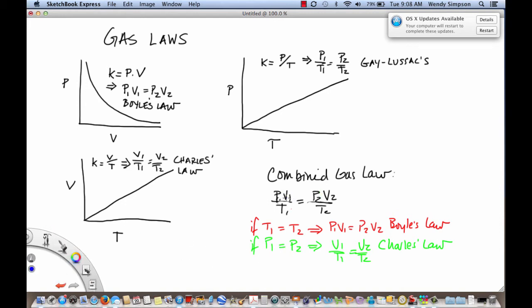And if volume is held constant, then V1 equals V2, and they will cancel out of the equation, and we're left with P1 over T1 equals P2 over T2, and this is Gay-Lussac's law. So we can derive all 3 gas laws from the combined gas law. So all you need to know is that combined gas law.